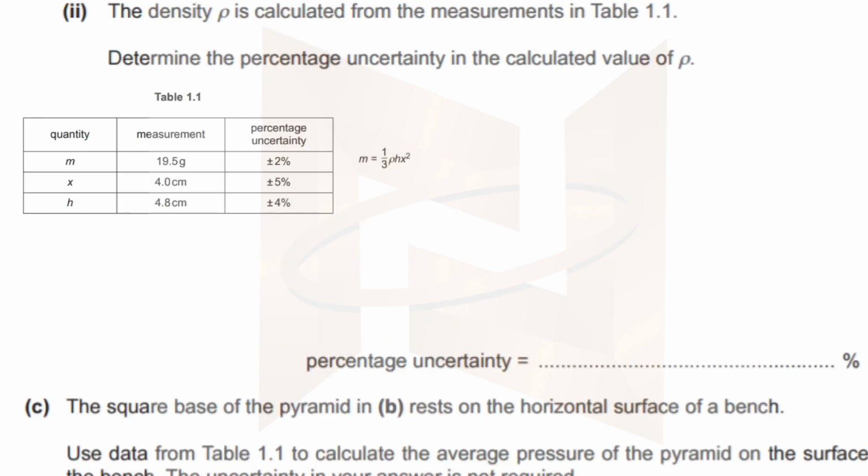The next part says determine the percentage uncertainty in the density. So they've given you the equation for mass, density, and volume. You can clearly see here. Let's make density the subject first.